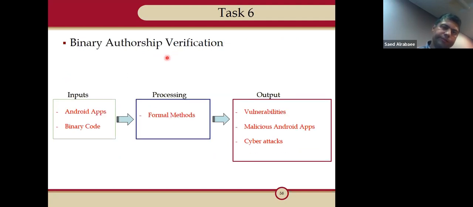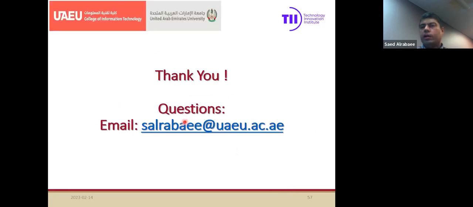For this authorship verification, we are working on it now. We have good results. We use formal methods. The API calls, we model them using a model checker, and then we have a solver to tell me yes, this is author A or not. So this will be built on the existing binary authorship attribution.